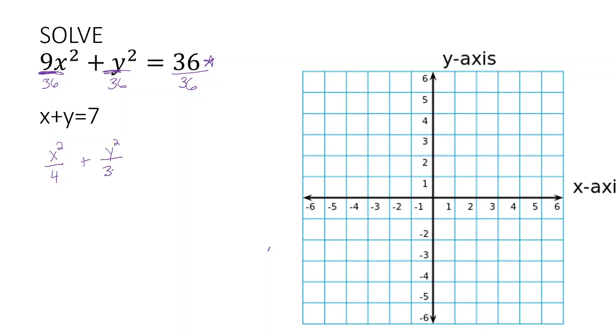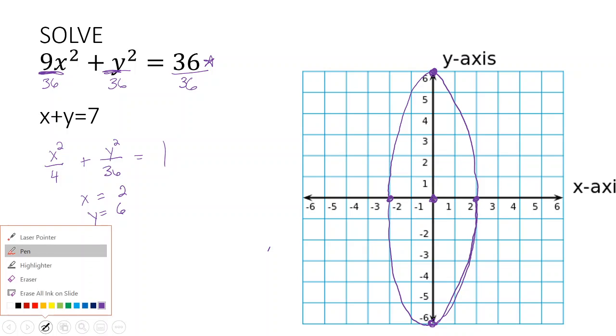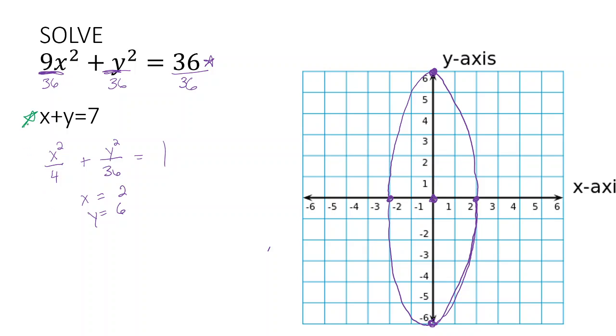I get y squared over 36. And 36 divided by 36 is 1. So the major is x equals 2. The minor is y equals 6 because we took the square root of both of those. My center is at 0, 0. In the x direction, I go 2 and 2. In the y direction, I go 6 and 6. Whoa, that's a very narrow ellipse. Probably your ellipse will look better than mine. That's okay.